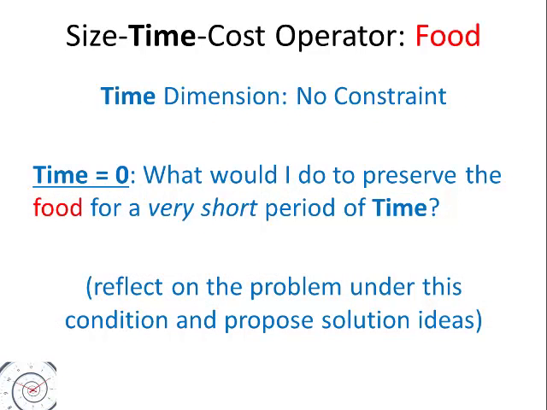Here is the next condition with no constraint. What would we do to preserve food for a very short period of time? Continuing our reflection, we may suggest that the action depends on the food to preserve. It might deteriorate very slowly, and it could be safe to eat this food without preservation. So, we may not need to preserve it at all.